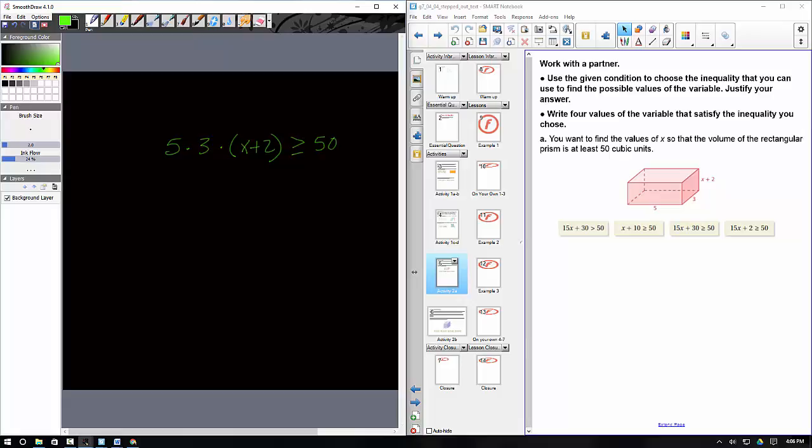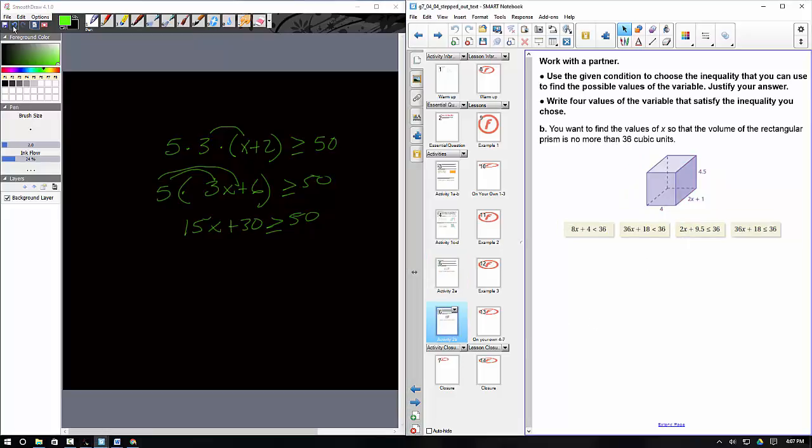So now I have to distribute things through. So this will be 3x plus 6, and then I have to multiply all that. So now I'll have 15x plus 30 is greater than or equal to 50, the third one. All right, and the last one we're going to do is this one right here.